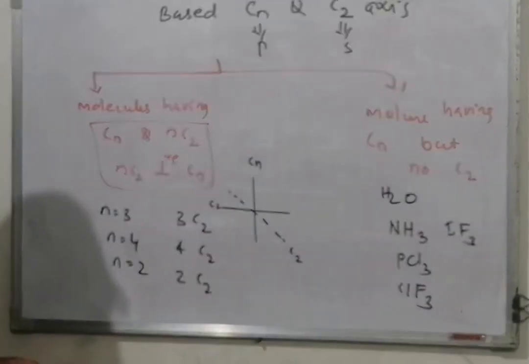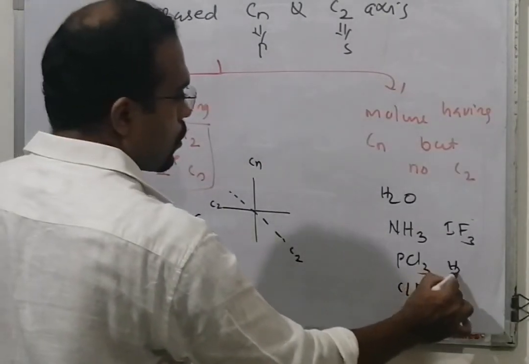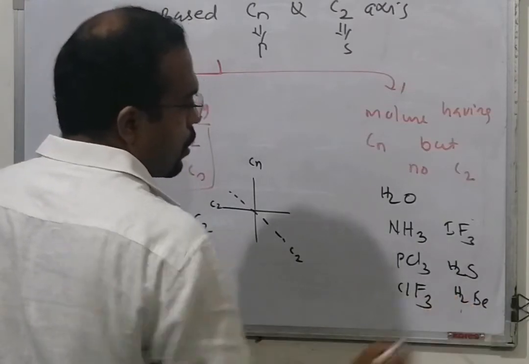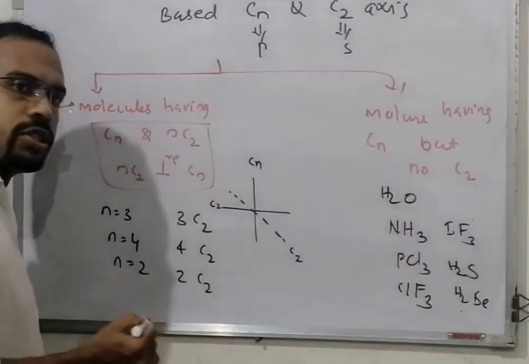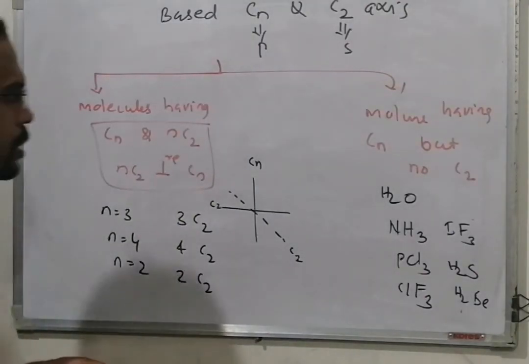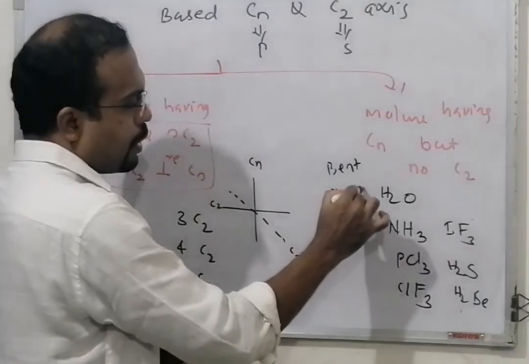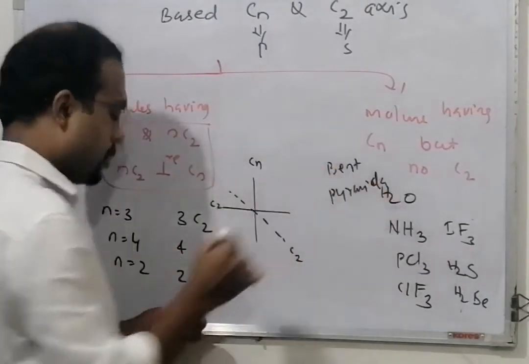It goes on like that. Okay, H2S, H2Se, like this example. That is bend shape, pyramidal shape. Bend shape, pyramidal shape, normally like that.